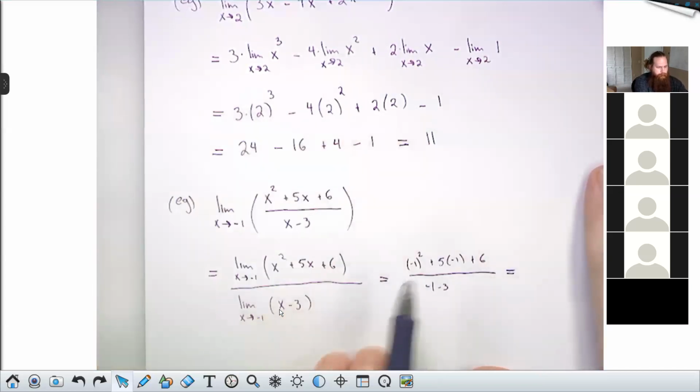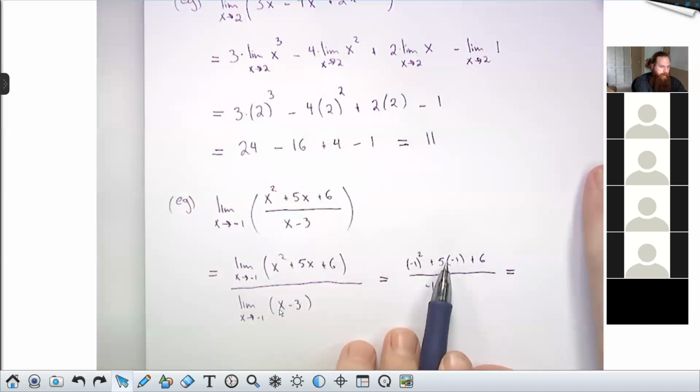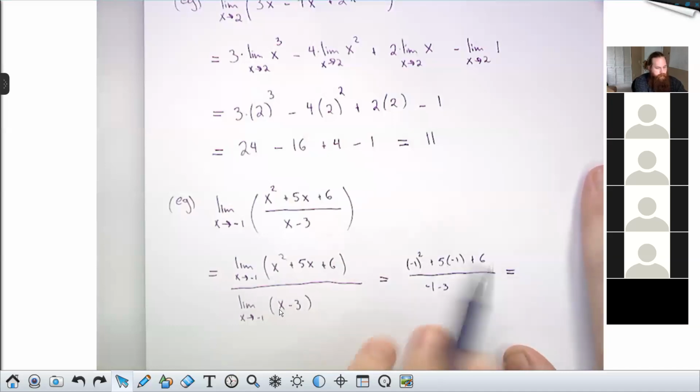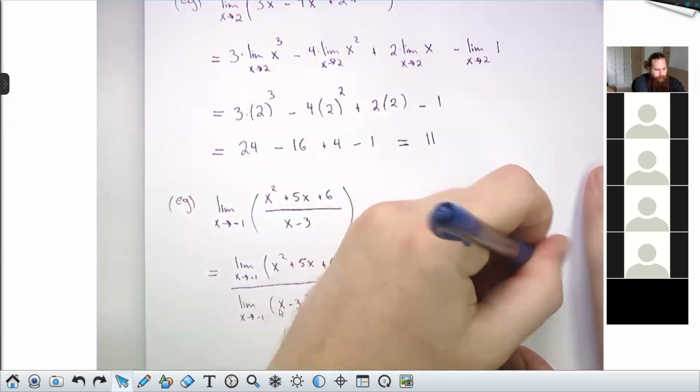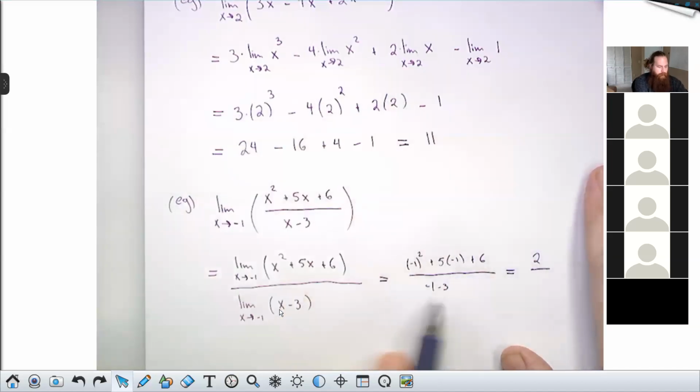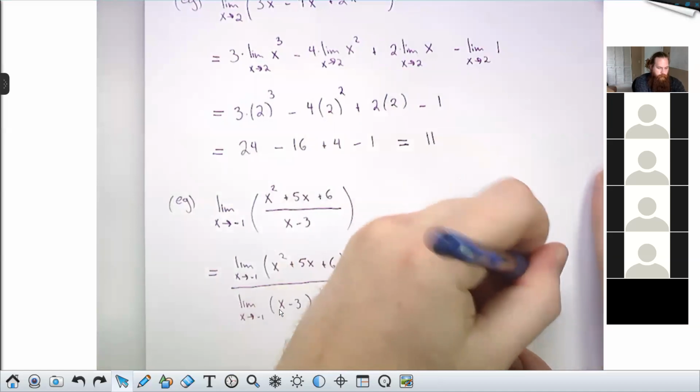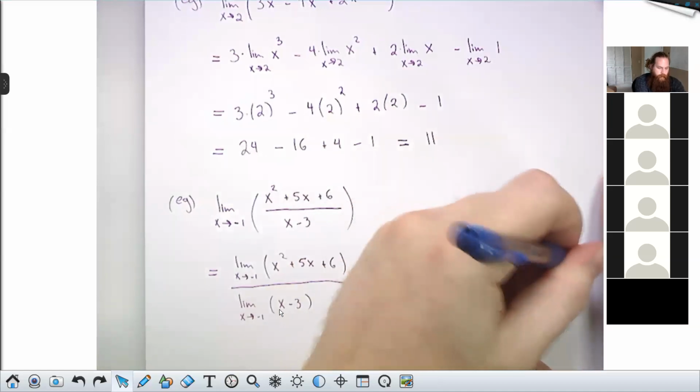And then that numerator, -1 squared is +1, plus 5 times -1, that's +1 minus 5, that's -4. -4 plus 6 is +2. And then downstairs here we have -1 minus 3, that's -4. So this is -1/2.